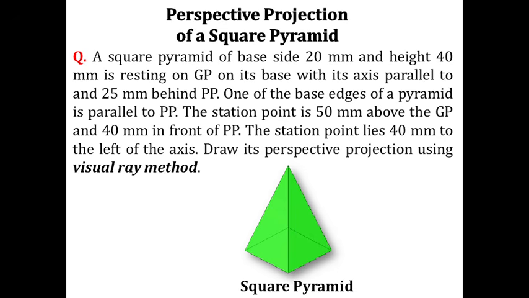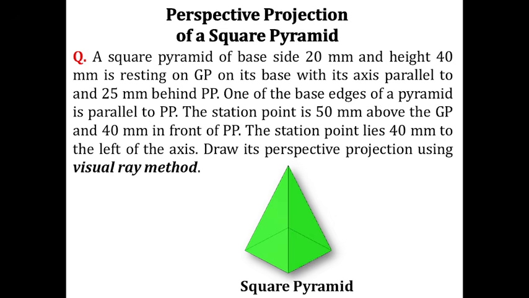Next slide. Perspective projection of a square pyramid, visual ray method. Now let us solve our first perspective projection problem using the visual ray method. The problem states that a square pyramid with a base side of 20 millimeters and a height of 40 millimeters is resting on the ground plane or GP on its base. Its axis is parallel to the picture plane and the pyramid is placed 25 millimeters behind the picture plane. One of its base edges is also parallel to the picture plane.